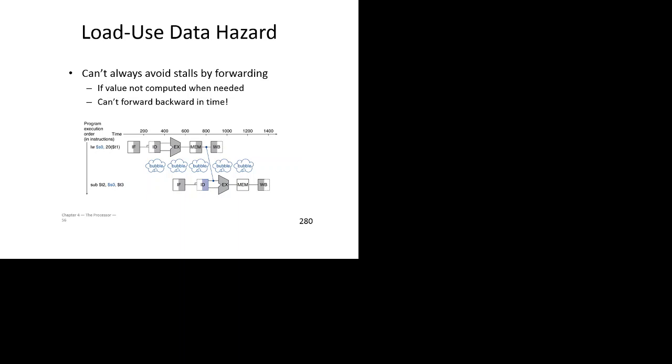Yeah, and this is kind of what I was talking about. You can't always avoid stalls by forwarding, okay, because you can't go backward in time, and depending on what your instructions are, it may or may not be available by bypassing to the execution in time. But it does take care of a common case like this, the add and subtract, so it's worth implementing.